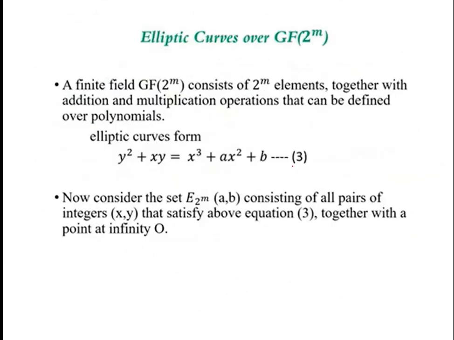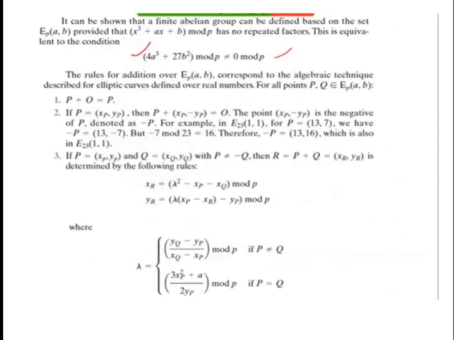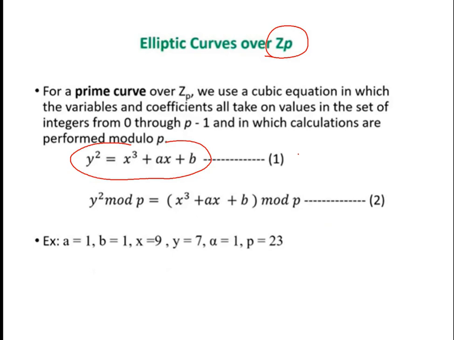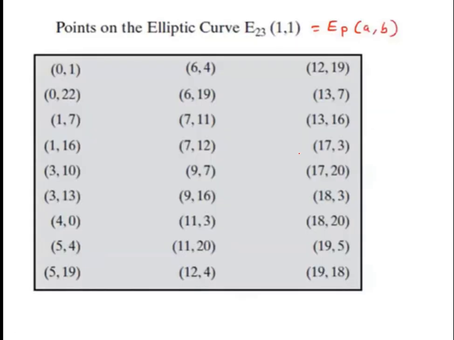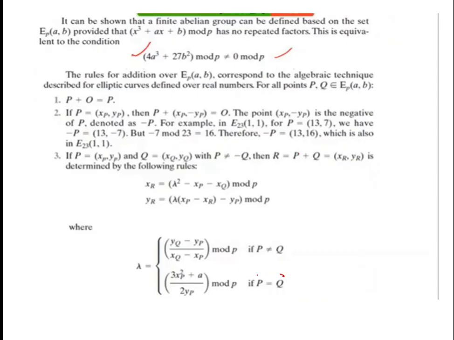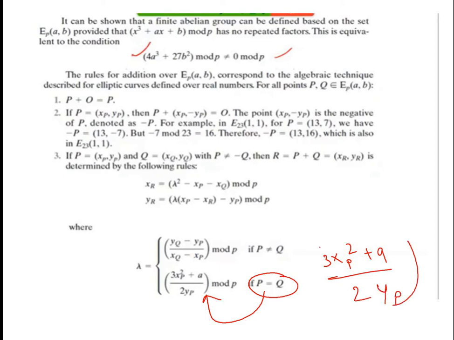So you can see here an elliptic curve over Zp, that is a prime number. When P equals Q, we need to apply this formula, that is (3XP squared plus A) divided by 2YP mod P. So this formula is applied.